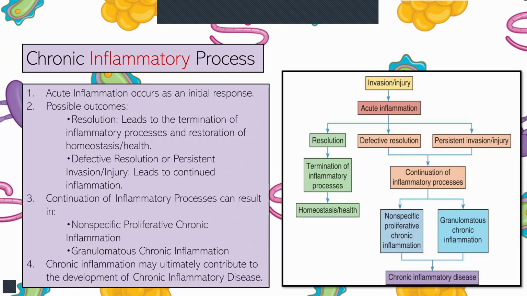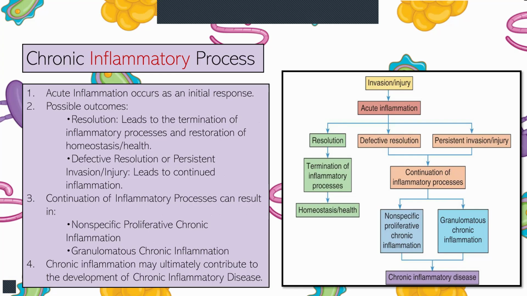When the body experiences an invasion or injury, it responds with acute inflammation, a natural defense mechanism aimed at eliminating harmful agents and initiating healing. Ideally, this inflammatory process resolves, leading to the termination of the inflammatory process and the restoration of homeostasis and health. However, when resolution is defective or if the injury persists, inflammation continues instead of subsiding. This prolonged inflammatory activity leads to chronic conditions, which can take different forms.